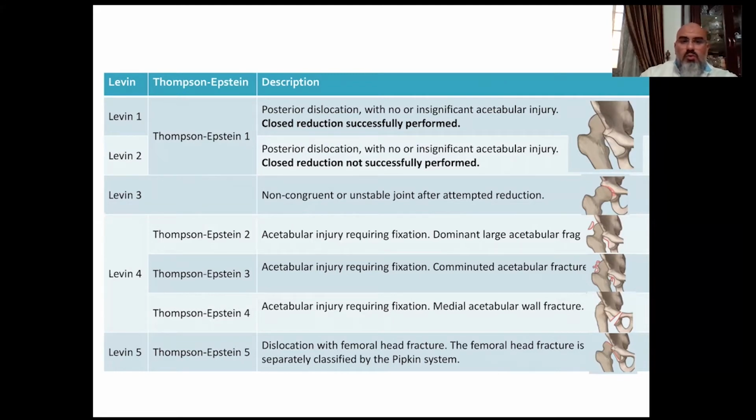When we go to Levin type 3, we have a non-congruent reduction, with no other bony fractures. In Levin type 4 and Thompson-Epstein 2, 3, and 4, we have a dislocation in addition to acetabular fracture. In Levin type 5 and Thompson-Epstein type 5, in addition to our dislocation, we have a femoral head fracture.